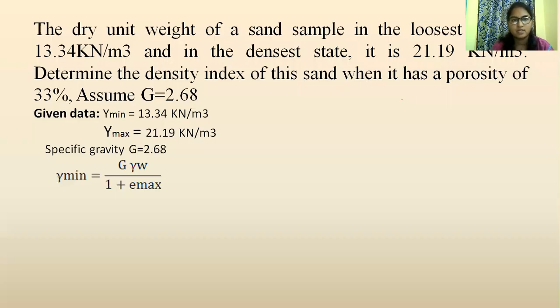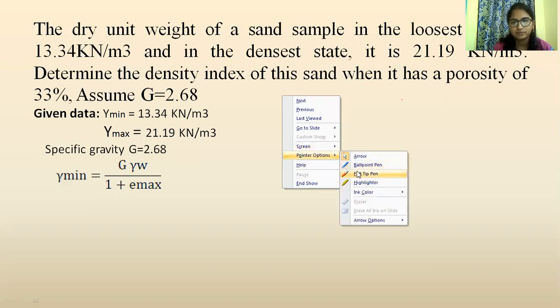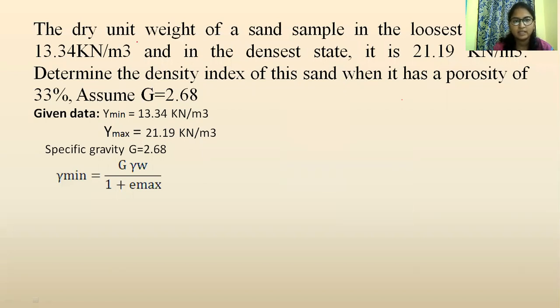Now see, the dry unit weight of a sand sample in the loosest state is 13.34 kilonewton per meter cube, and in the densest state it is 21.19 kilonewton per meter cube. Determine the density index of this sand when it has a porosity of 33%.